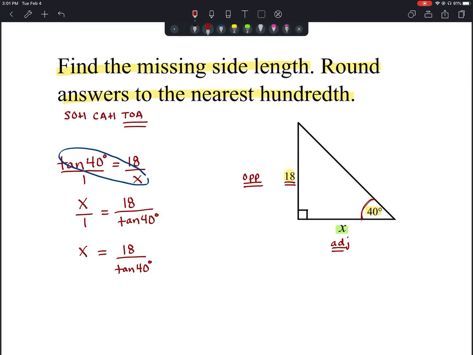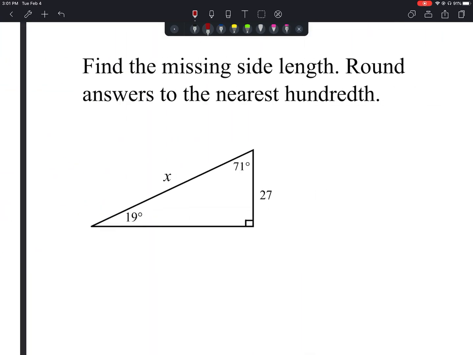So we'll jump back in here. So x is going to be approximately 21.45, and we'll just call that units since we don't know the length or what units are being used. All right, let's move on to the second one.